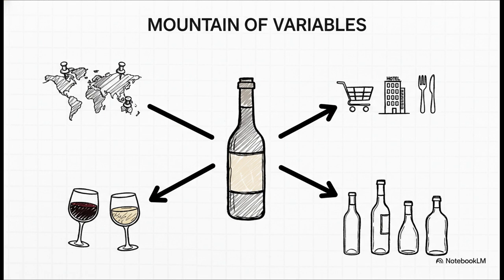They were importing wine from all over the world. France, Spain, Chile. They were working with dozens of different wineries and brands. And they sold through all kinds of channels. I'm talking everything from Walmart to small hotels and restaurants. And that's not even getting into the wine itself. Red, white, different grapes, different bottle sizes. It was a massive, tangled web of data.